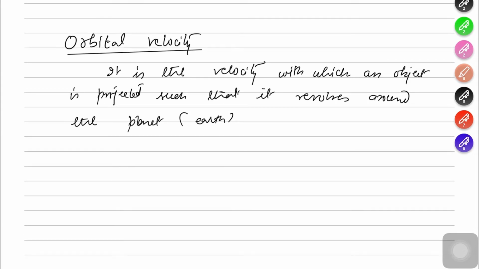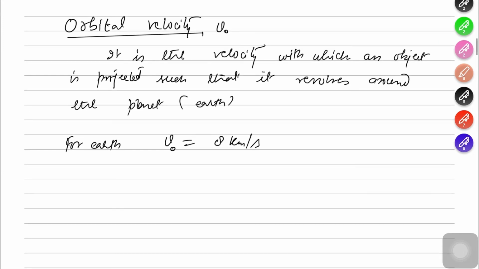And if you talk about the Earth, the notation is orbital speed. Orbital speed has a value around 8 kilometer per second. For Earth, the escape velocity is 11.2 something kilometer per second, and the orbital speed is around 8 kilometer per second. Now we'll see different paths.